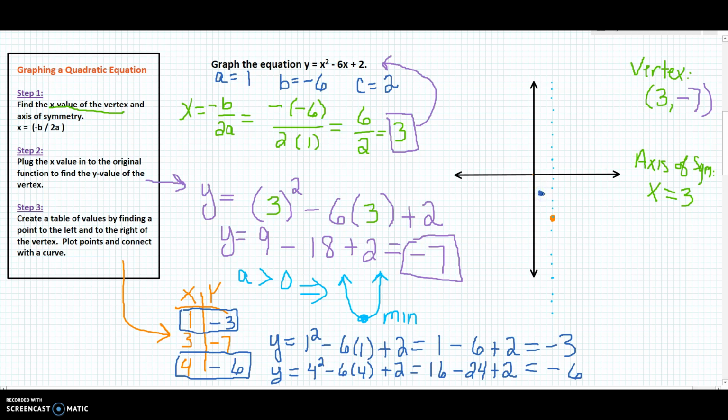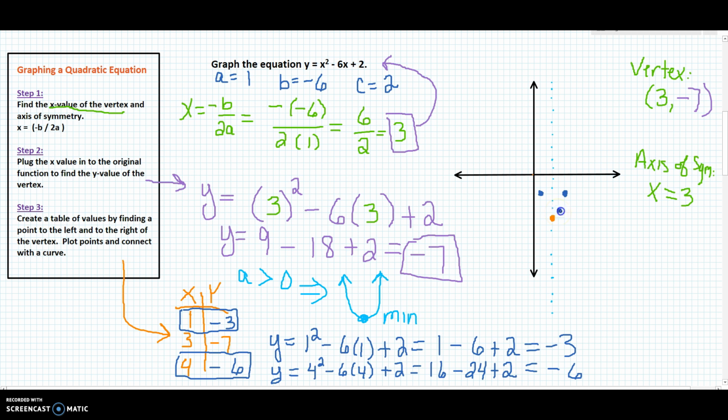And we can see that this point is 2 away from our axes of symmetry. And because of the symmetry, we can then plot it over here, 2 away from that axis of symmetry on the other side. And then we can plot 4, negative 6. So this is 3, 4. Negative 6 is 1, 2, 3, 4, 5, 6.